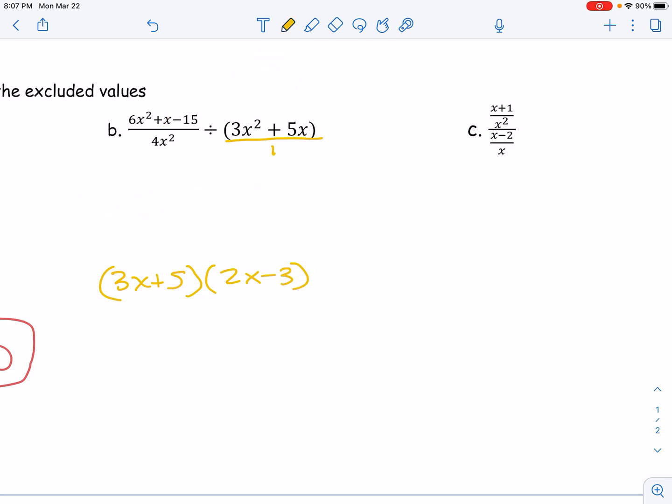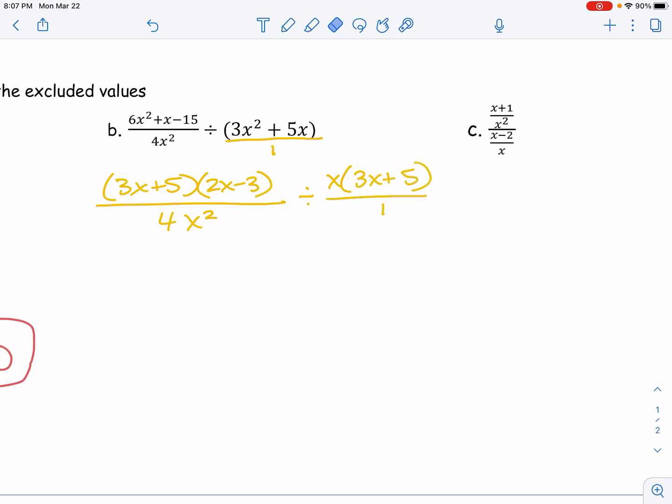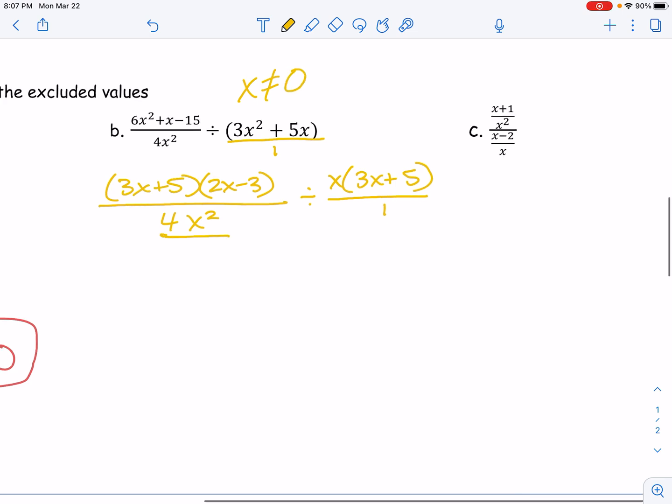All right. So I have 3x plus 5 times 2x minus 3 over 4x squared, divided by GCF is x. So I'm going to take out an x, 3x plus 5, technically over 1. Okay, so if I'm thinking of excluded values, I can already say that x cannot be 0 because of this denominator right here. This denominator doesn't matter. There's no excluded values there because there's no variable. Okay, but now I need to actually solve this problem.